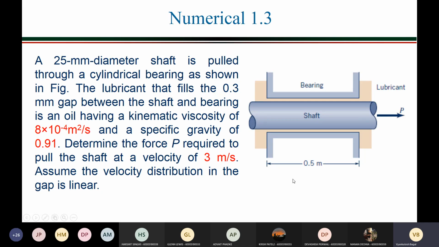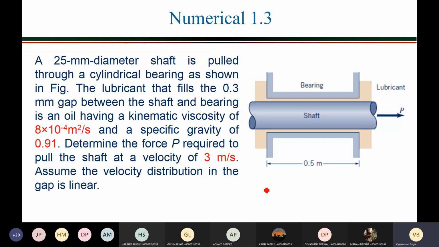Now take down this. Today I forgot my pen tab, so I'll be using a mouse to write on the screen. So let us see how it works. Okay. Anyway, take down numerical 1.3.